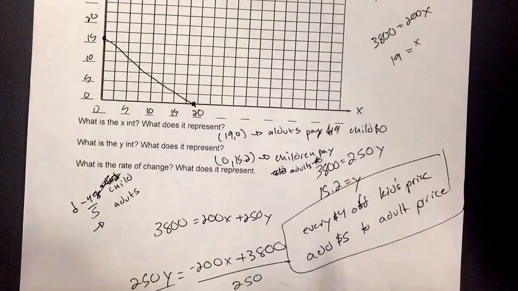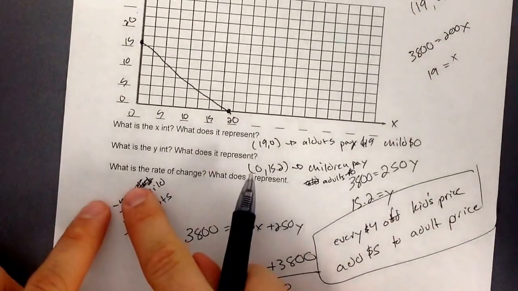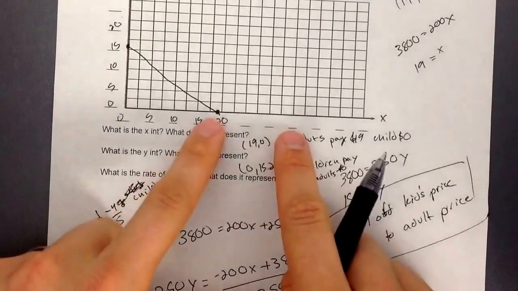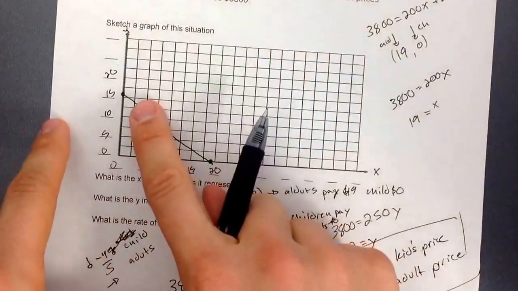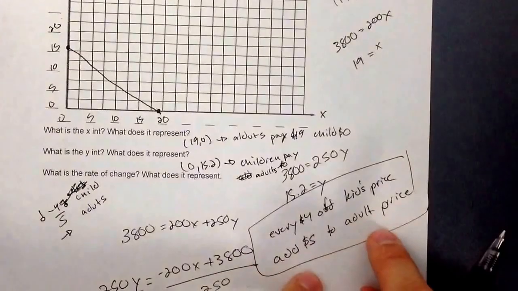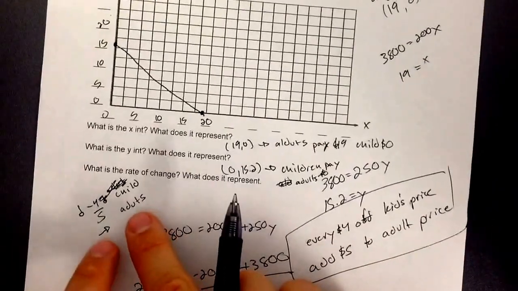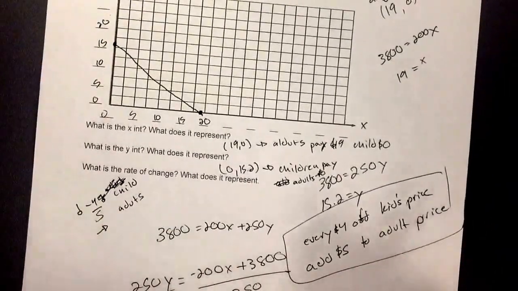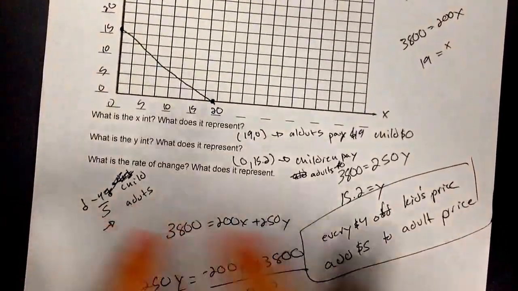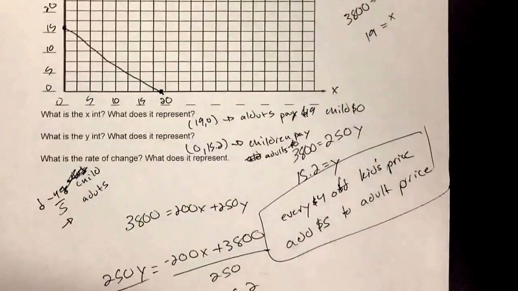Negative 5 over 4. And again, you can help yourself out. It's y over x. Adults are x. Children are y. So 4 down indicates 4 less for the kids. 4 up for the x, or 5 over rather for the x, means we need to add 5 to that adult price.